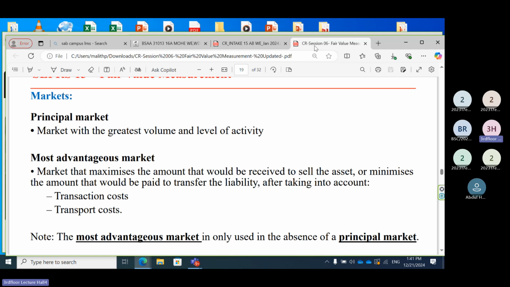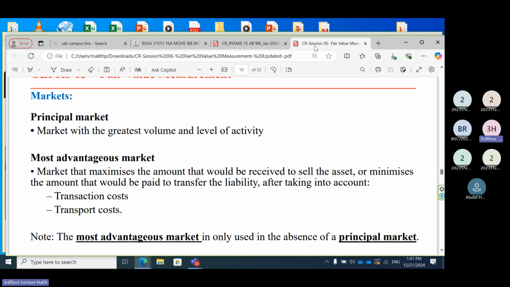Principal market and the most advantageous market. Better to read this last note: the most advantageous market is used only in the absence of a principal market. That's really important. The most advantageous market is only used in the absence of a principal market.